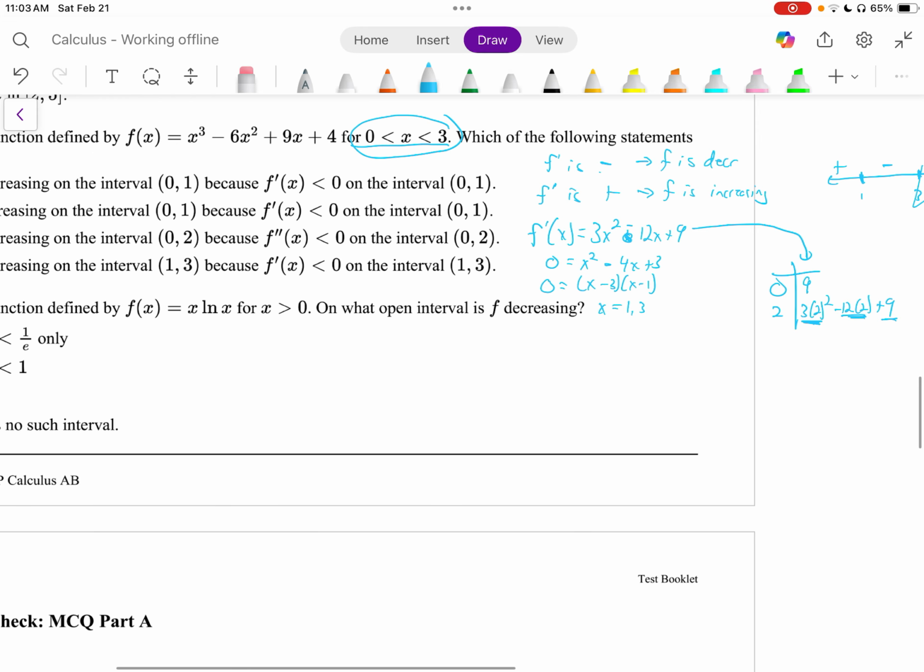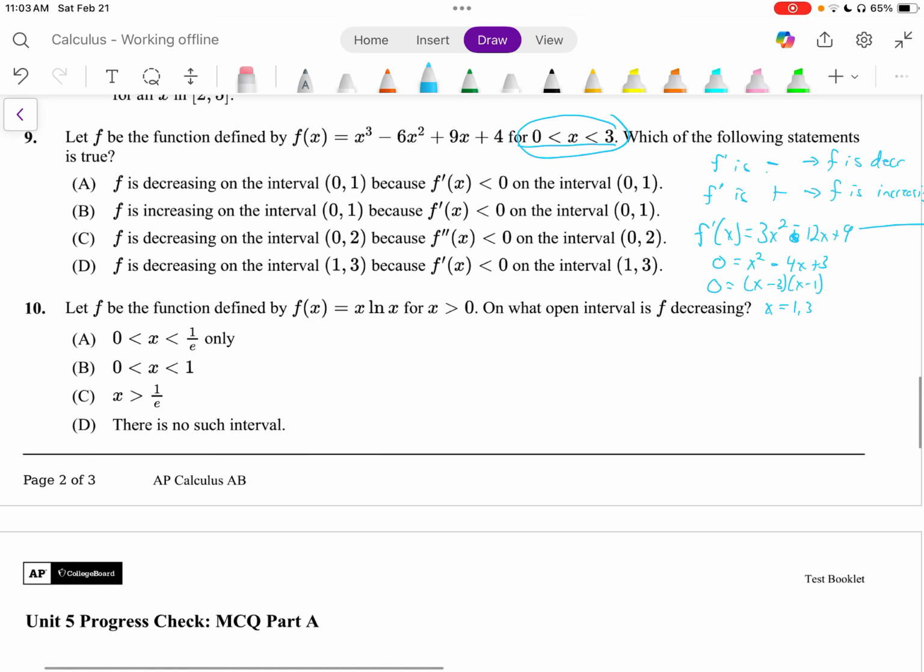Well, we don't need positive infinity. We only need from 0. So it's increasing from 0 to 1. Because the first derivative is, this is wrong. So this would have to be a greater than sign. So that's not right. So it's not this one. It's increasing from 0 to 1, so that wasn't correct. It's decreasing from 0 to 2 because of the second derivative. Nope. Hopefully it's this one. F is decreasing from 1 to 3, which is what we found, because the derivative is less than 0. So the answer is D.